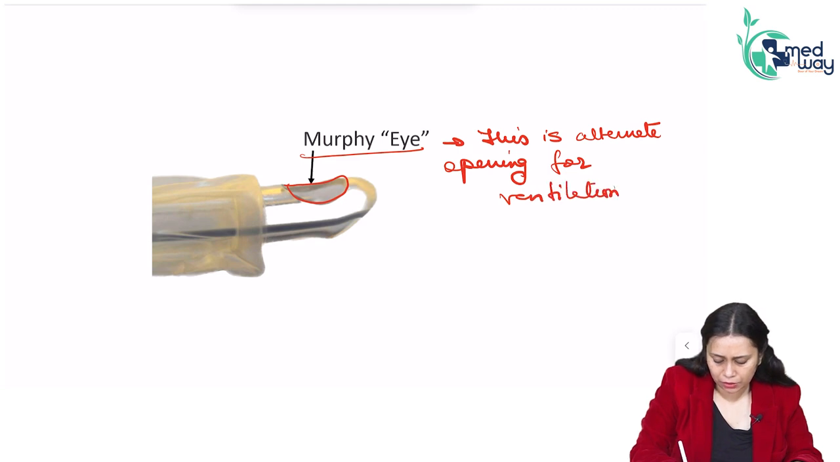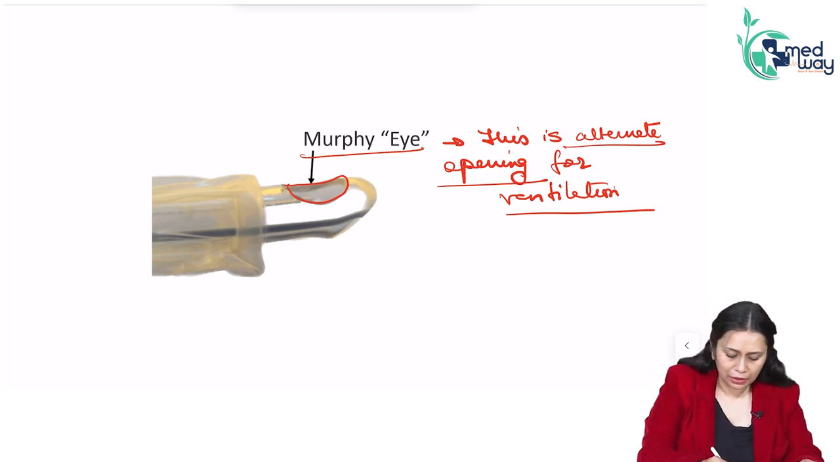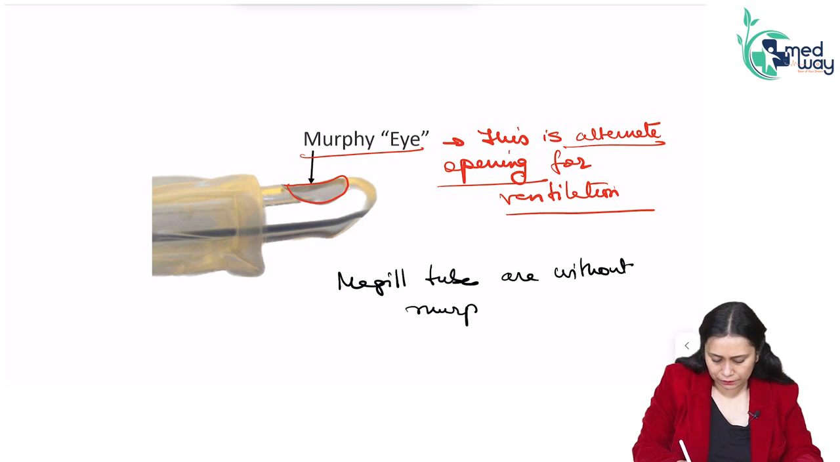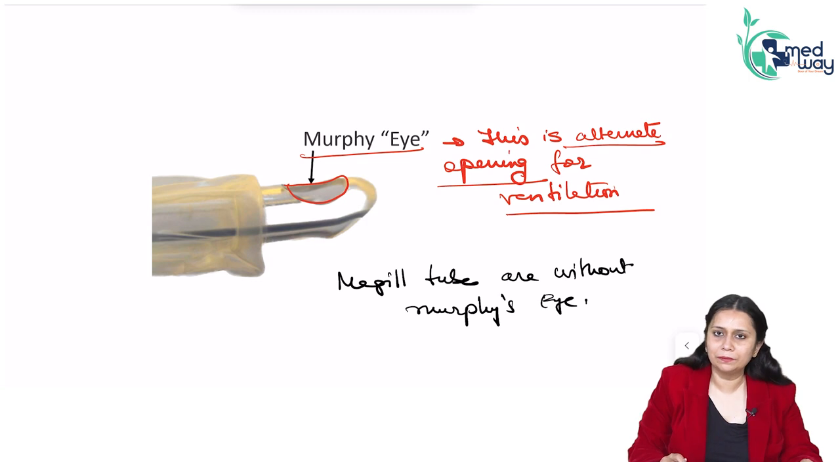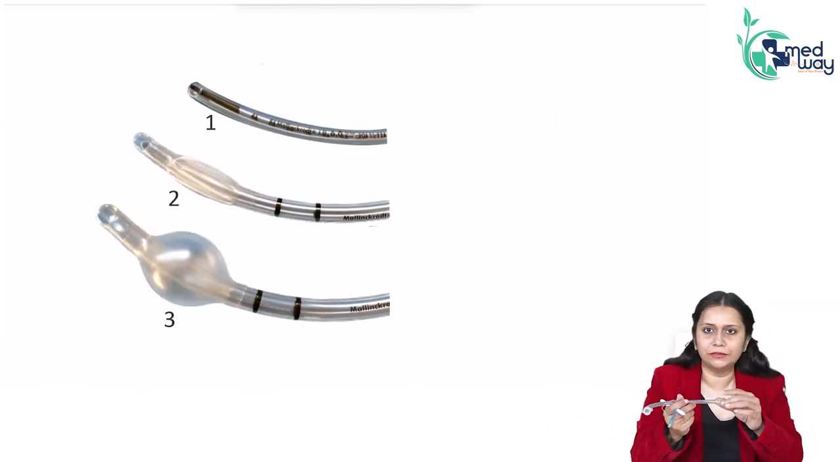Okay. Now remember this, Murphy's eye: there are some tubes without this Murphy's eye, and they are Magill tubes. Magill tubes are without Murphy's eye, okay? So remember this, Murphy's eye, okay? Now after that, as I showed you, there is the cuff, okay?